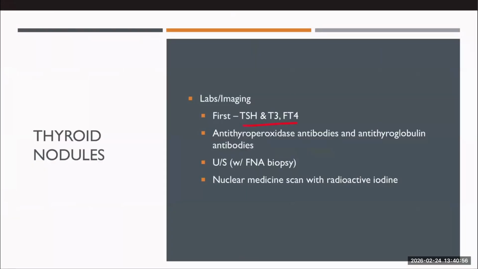Imaging: get your thyroid panel, see what's going on there. Get your enzymes and your antibodies and see what's doing with that. Get your ultrasound with fine needle aspiration and do your radioactive iodine uptake scan.